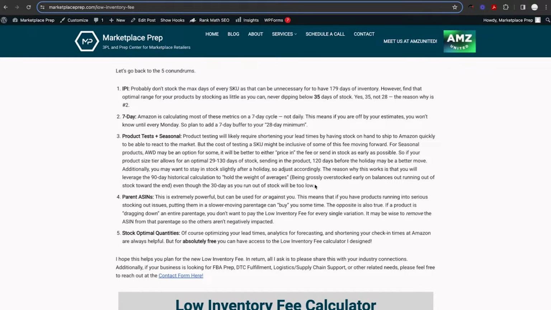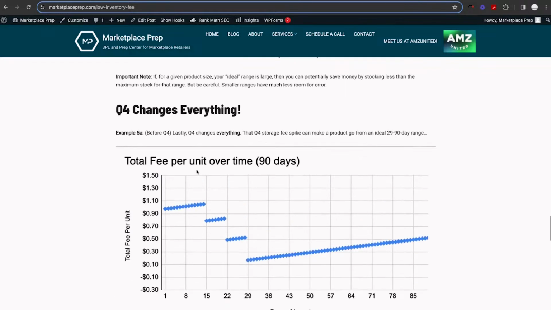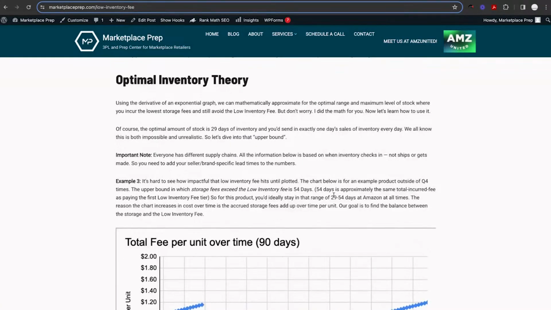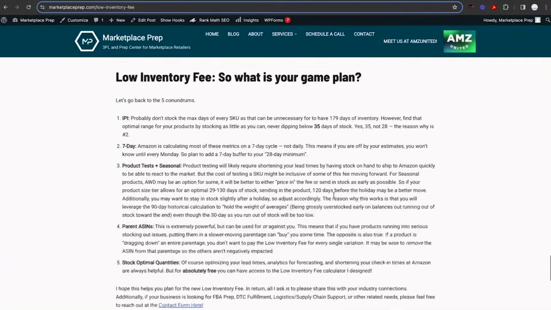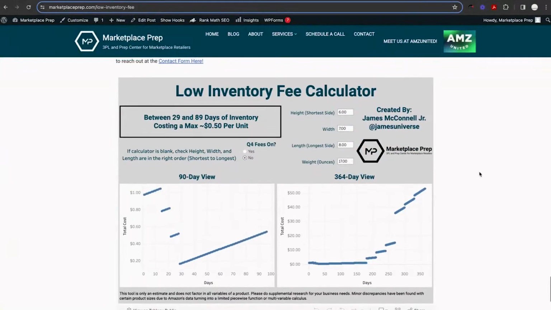And then stocking optimal quantities. So we talked about up here, 29 to 49 days, 29 to 90 days, and up here is 29 to 54 days. Well, how did I get those numbers? And that's where the math came in. So I built a calculator. It is far from some of the fancy software companies out there, but it works.